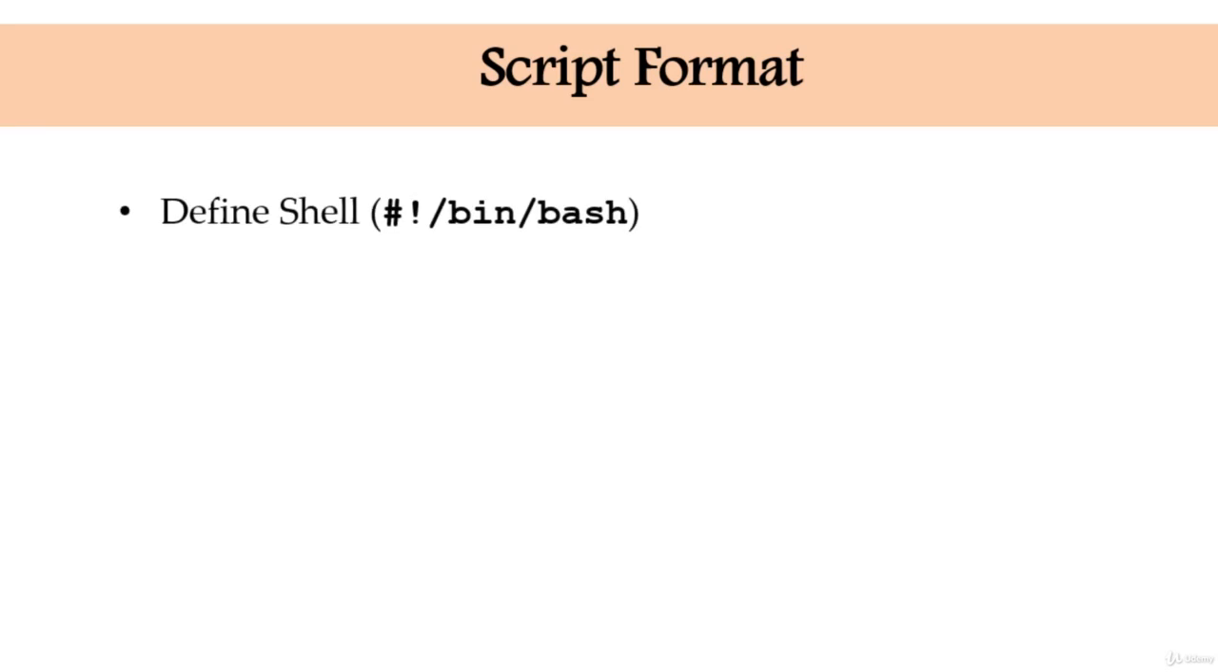First and foremost is define shell. This is something that you have to define. You could say it's part of the format, or mandatory. You have to define a shell. When you create a first script, you have to let your operating system know to run that script as a bash script. If you're doing a Korn shell, you'll have to specify pound hash slash bin slash ksh. Anyway, when we write our first script, we'll cover that as well.